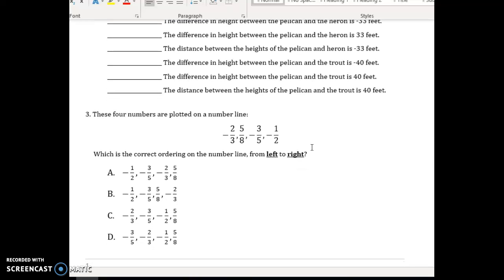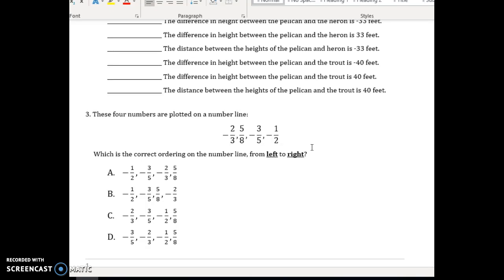Question 3. These four numbers are plotted on a number line. Negative 2 over 3, 5 over 8, negative 3 over 5, negative 1 over 2. Which is the correct ordering of the numbers on the number line from left to right?